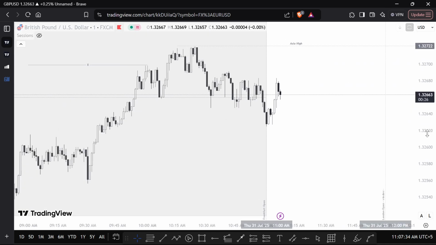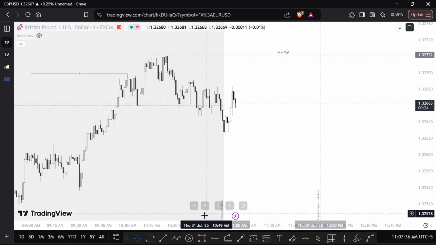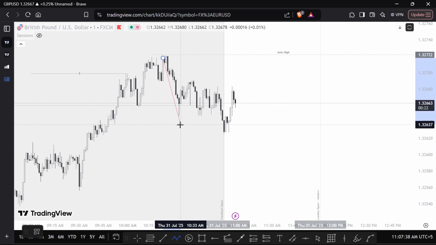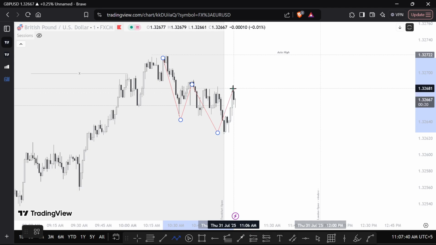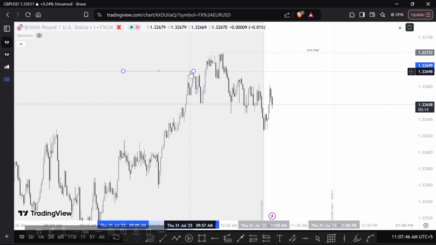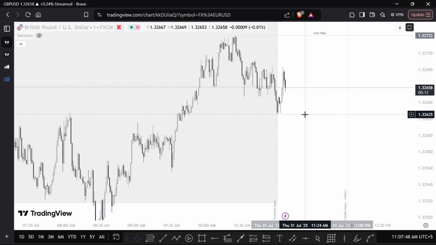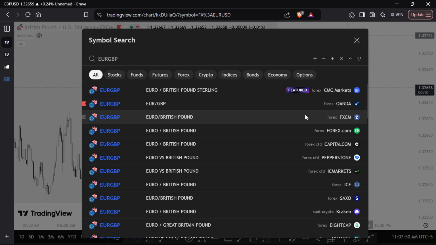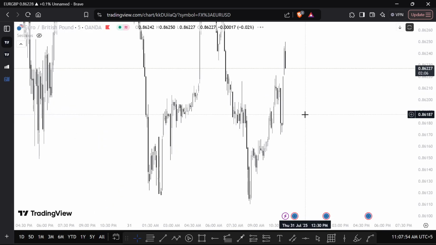The M1 structures are telling us the lower highs and the lower lows have started to form, and things are going to get really interesting now. Now if we take a look at Euro GBP, which pair we have to short, we will get to know that.